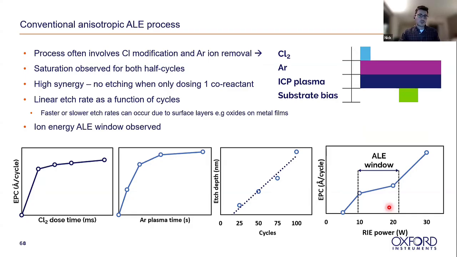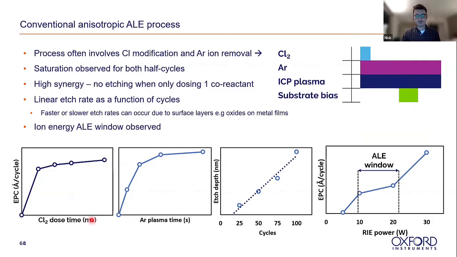So a conventional anisotropic ALE process looks something a little bit like this. As I mentioned, you have your two half cycles. You'll have a chlorine dose, which is your modification step. You'll then have a purge where you have no chemistry. And then you'll have your etch step, which is using the substrate bias. I mentioned at the beginning, it's very important to do your saturation curves. And you can see that this is real data.